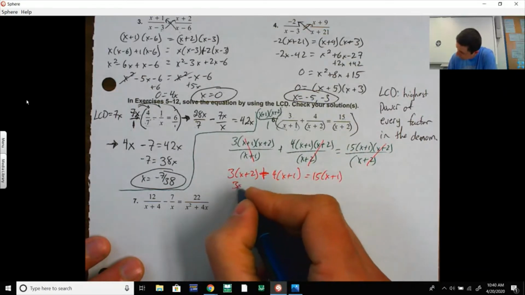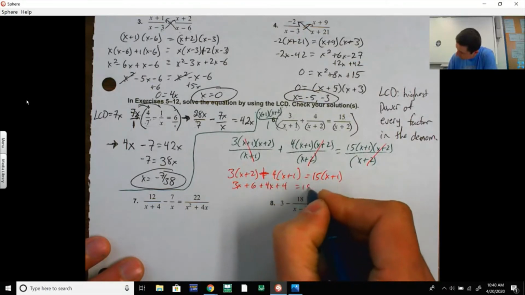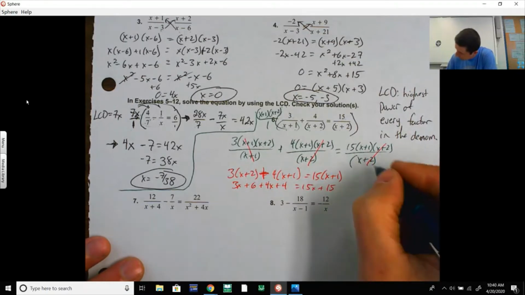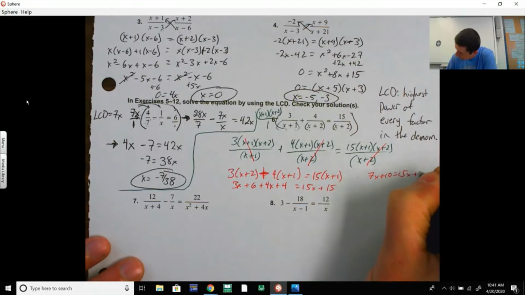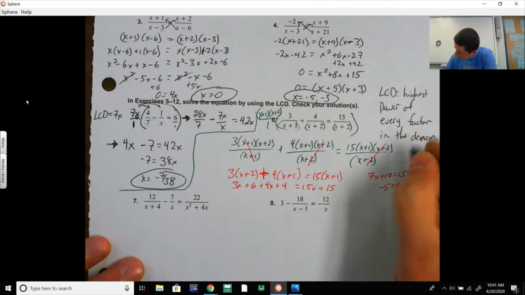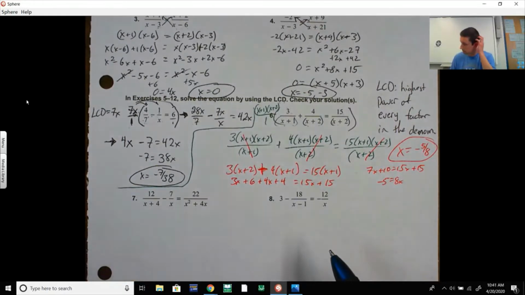So 3x plus 6 plus 4x plus 4 equals 15x plus 15. So that would be 7x plus 10 equals 15x plus 15. So negative 5 equals 8x. So x would equal negative 5/8. Domain is everything but negative 1 and negative 2, so we're okay. x equals negative 5/8.